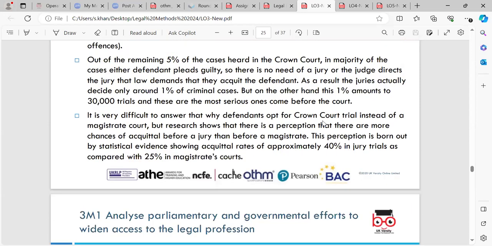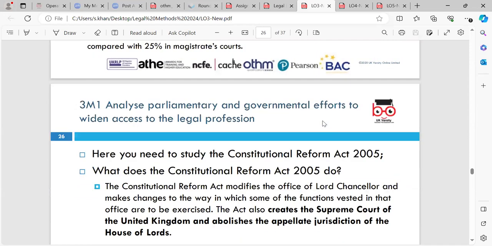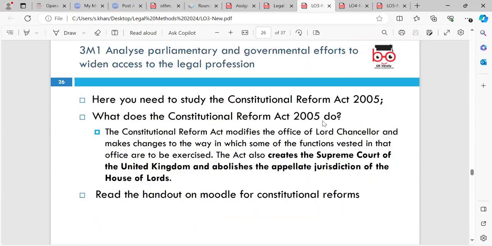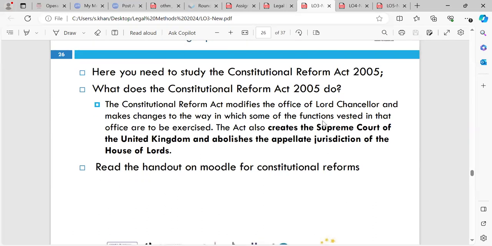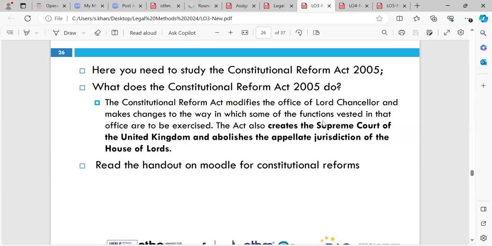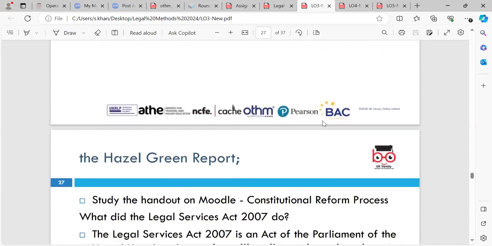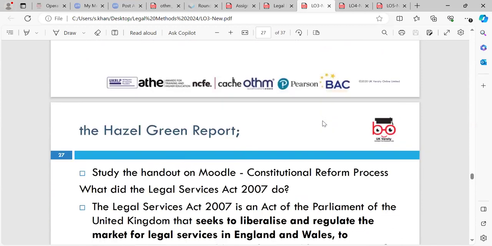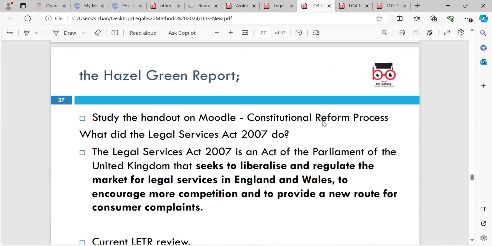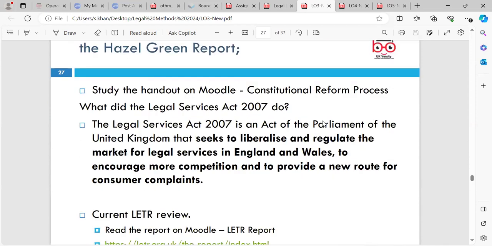The reason they go to Crown Court is if the Magistrates Court judges do not have the jurisdiction to deal with the cases. Then we went on to 3M1, which was to analyse parliamentary and governmental efforts to widen access to the legal profession. And we looked at the Constitutional Reform Act 2005. There were articles on Moodle that you could look at in regard to that. We looked at the Hazel Green Report, which again is on Moodle and looks at the Legal Services Act 2007.